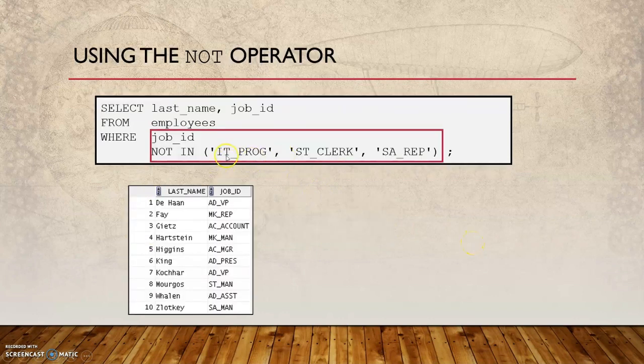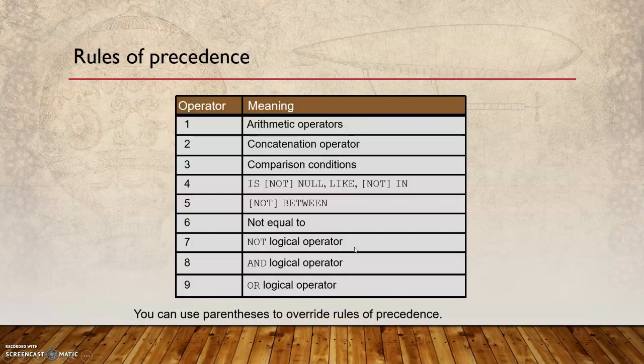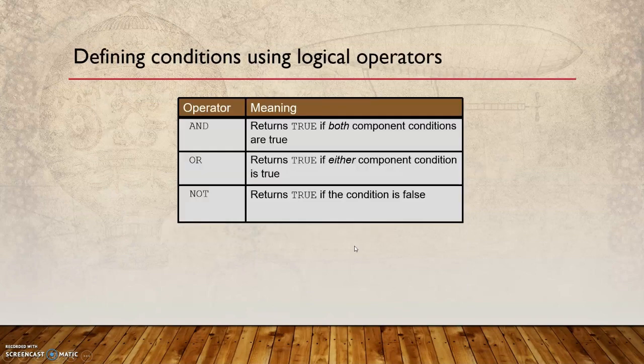NOT: whoever is not an IT programmer, ST clerk or SA rep is going to get retrieved. If you look at it, there is no IT programmer, no ST clerk, no SA rep. The rest of them get retrieved in this NOT operator. So that's about the NOT operator.